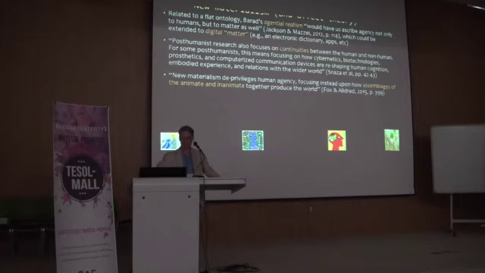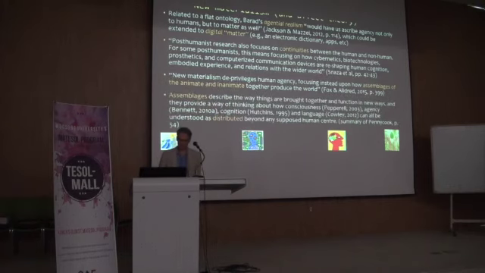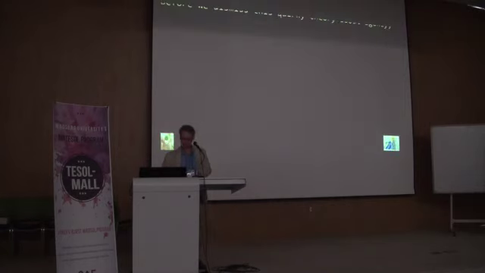Posthumanism really privileges human agency, focusing instead on how assemblages of the animate and inanimate shape the world. Assemblages describe the way things are brought together and function in new ways, and a way of thinking of consciousness, cognition, and language can all be understood as distributed through a number of agents.